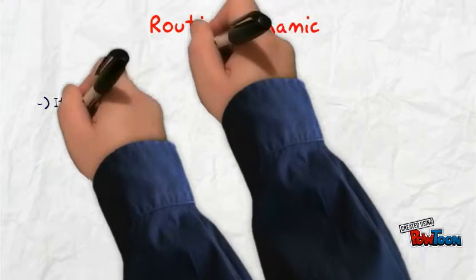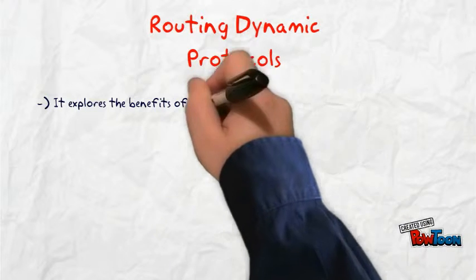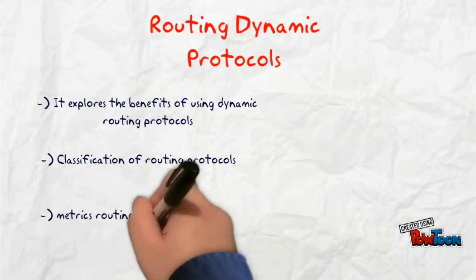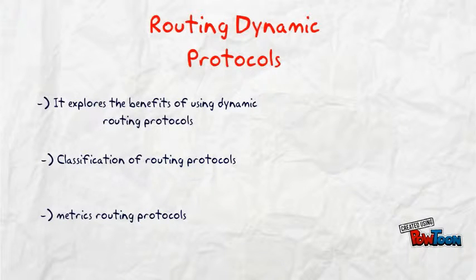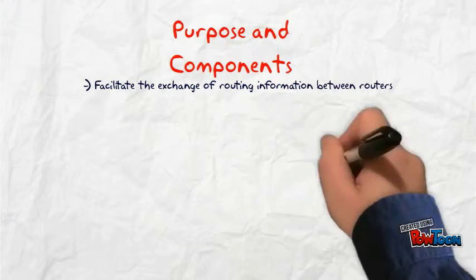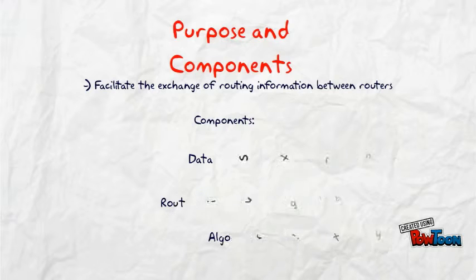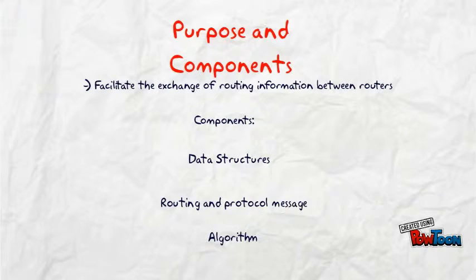In this chapter, we will talk about dynamic routing protocols. We will explore the benefits of using dynamic routing protocols, the classification, and the metric of routing protocols. The purpose of routing protocols is to facilitate the exchange of routing information between routers. The main components of dynamic routing protocols include data structures, routing protocol messages, and an algorithm.